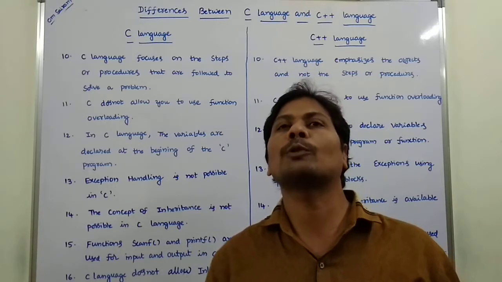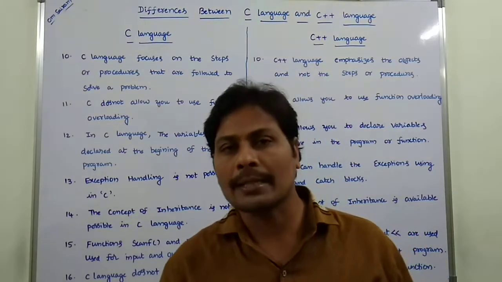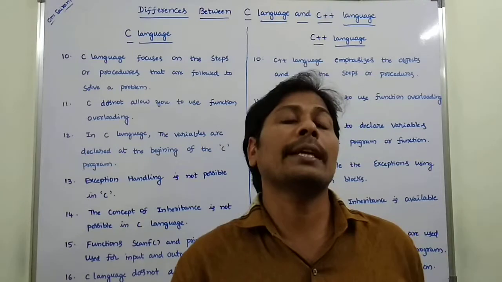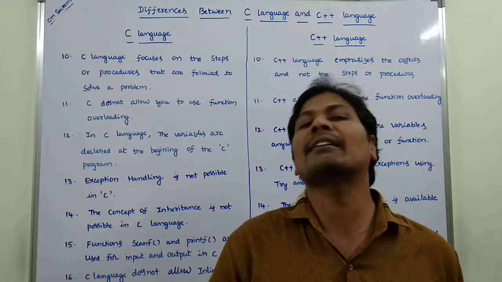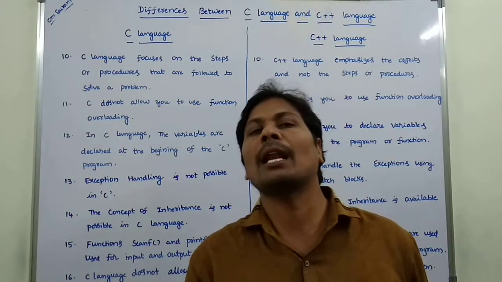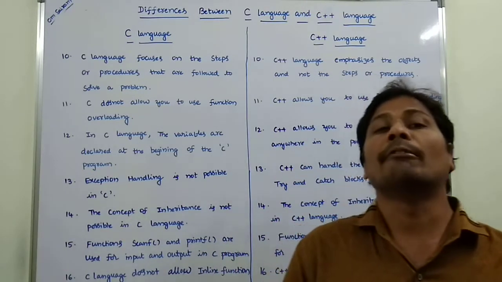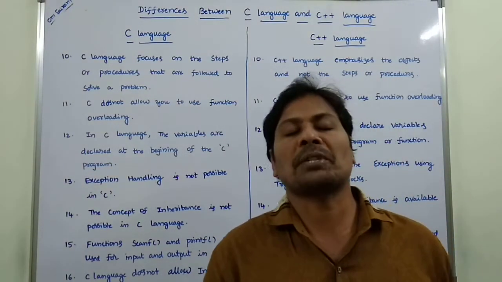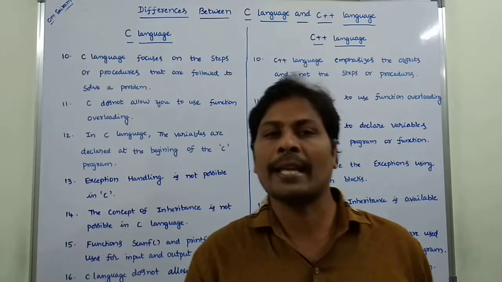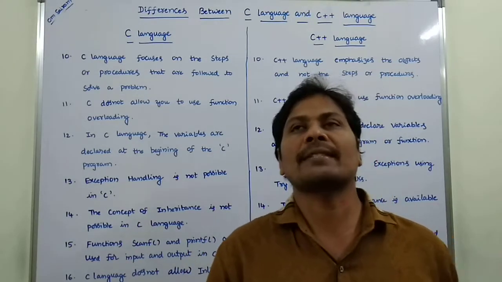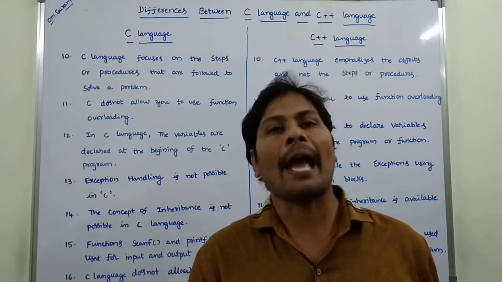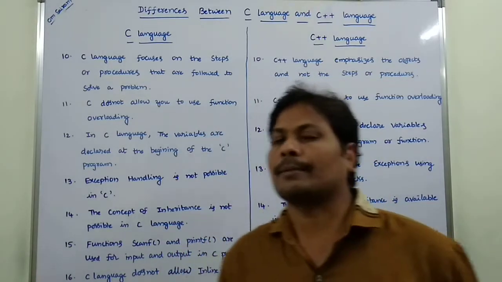At that point we have to declare variables in C++ language. Next one is exception handling. The concept is not available in C language, whereas in C++ language an exception handling mechanism is there, where exceptions are caught by using try and catch statements.